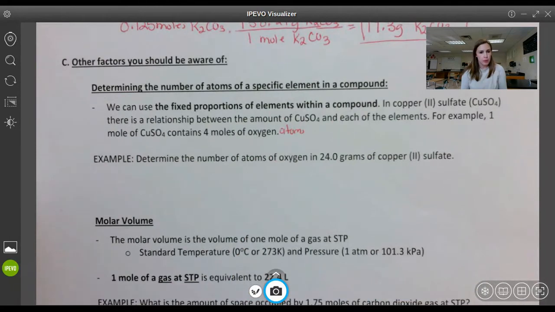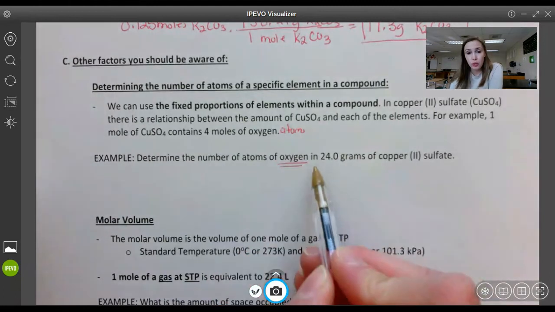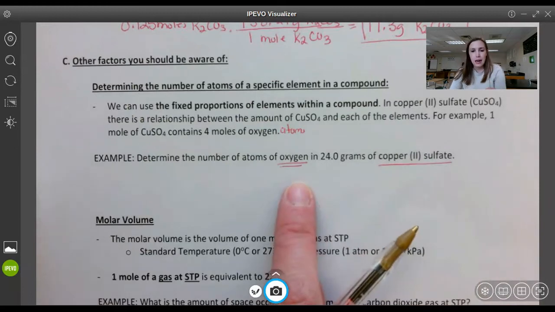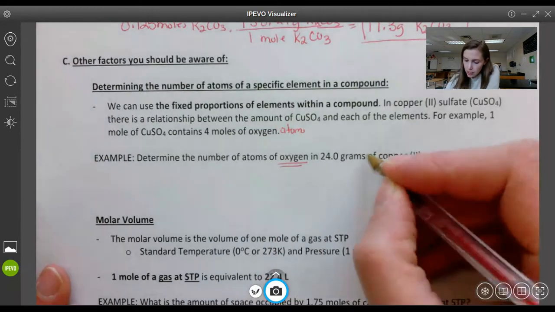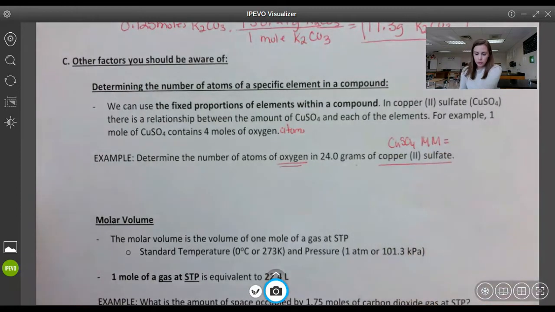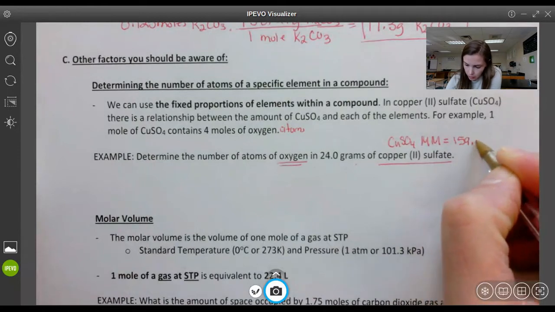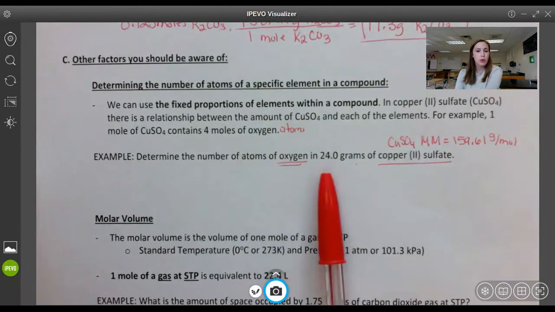So in this first example, it says determine the number of atoms of oxygen. This is asking specifically about oxygen that are within 24 grams of our copper 2 sulfate. One little thing here is this oxygen is within the copper 2 sulfate, so push out the whole diatomic that you know about oxygen, because we're just talking about oxygen within this compound. Because we're involving grams, keep in mind you're going to have to know the molar mass of our copper 2 sulfate. And our molar mass is 159.61 grams per mole.